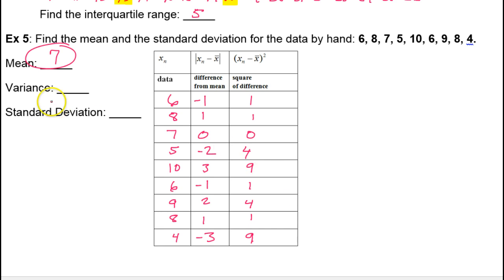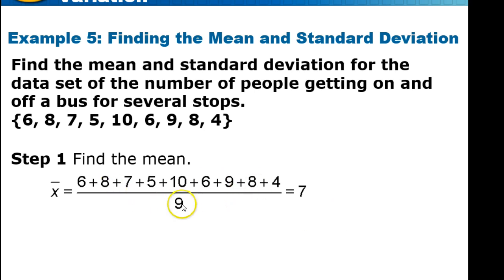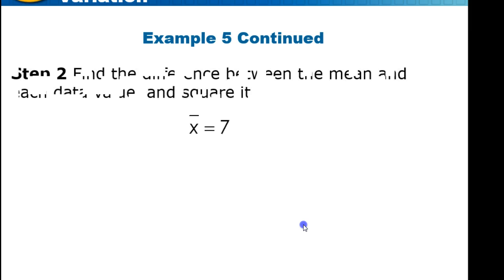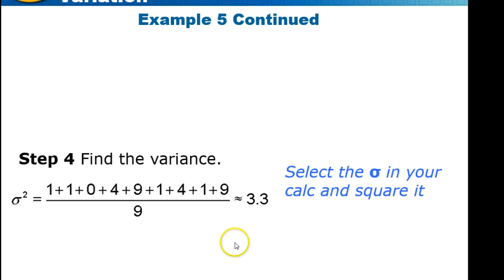Okay? Now for the variance, which remember the symbol for variance is sigma squared, the variance is the average of these. So if you were to add all of these up and divide by, how many numbers do we have here? 9. Yeah, add all these up and divide by 9, and that's going to be your variance. Now I'm going to cheat and use my PowerPoint. Add all these up, divide by 9, you get 3.3.